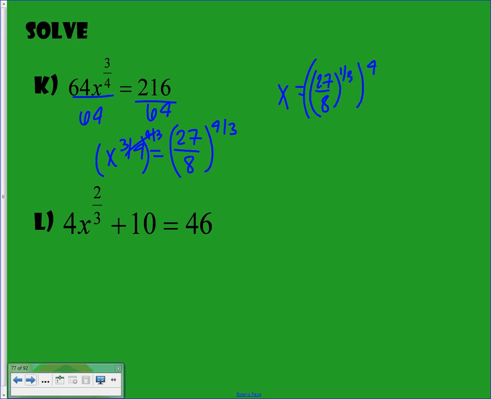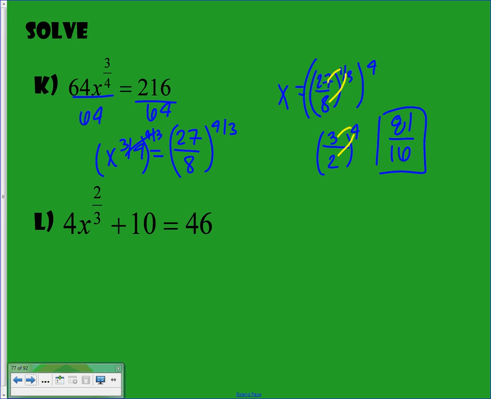So you have to say what to the third is 27. That's 3. And what to the third is 8. That's 2. So make sure you're distributing this 1/3 to both the 27 and the 8. And then that's all to the 4th. Make sure you're distributing the 4th to the top and the bottom. So that should give me 81/16 for my final answer. So just be careful with fractions. Whatever you do to the top, you also have to do to the bottom.